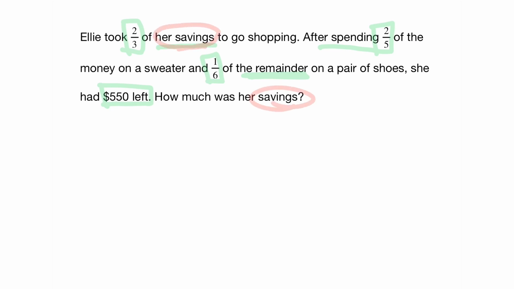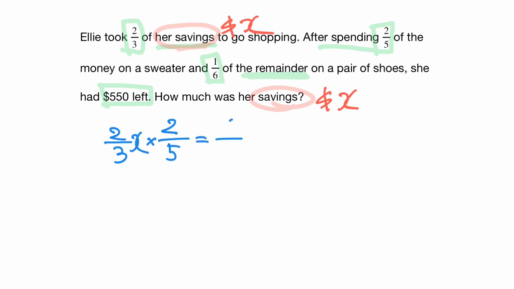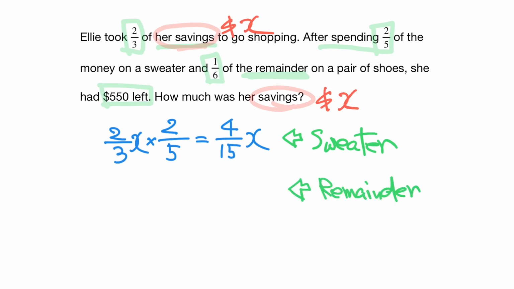Let the original savings be x dollars. 2 over 3 x times 2 over 5 is 4 over 15 x. What is this? It's the money spent on the sweater.